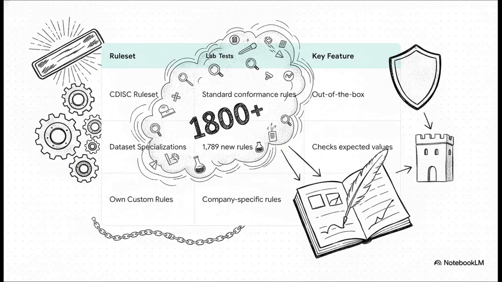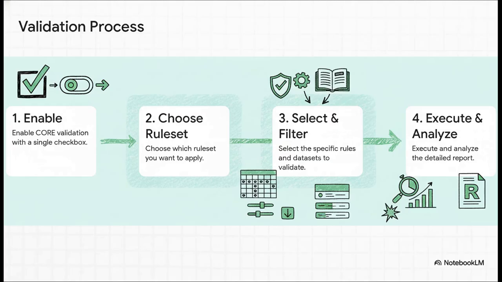Then, you have this incredible new dataset specializations rule set with almost 1,800 new rules to check things like whether the units are what you'd expect for a specific lab test. And finally, and this is the real game changer, you can write and apply your own custom quality rules. And the best part is, setting it up couldn't be easier.